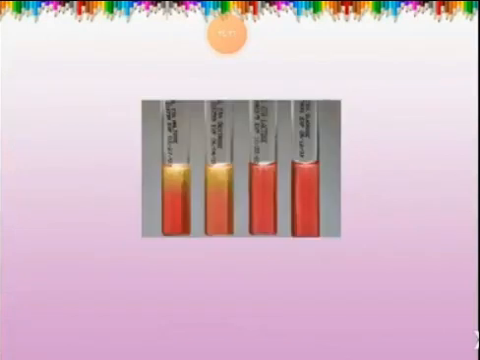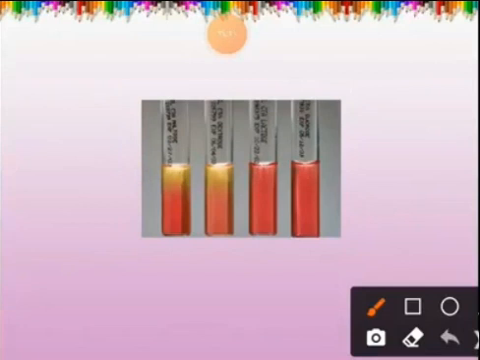This is the sugar utilization test. Neisseria meningitidis utilizes glucose and maltose, but not lactose or sucrose. Positive glucose, positive maltose, negative lactose, and negative sucrose. When we see this yellow color, it means this is a positive sugar utilization test.